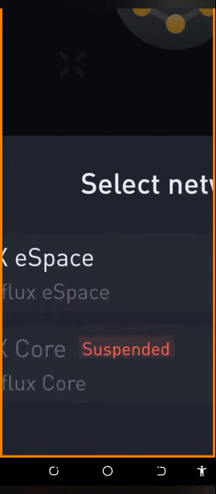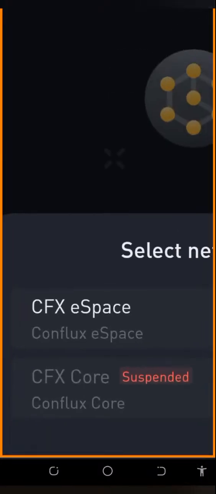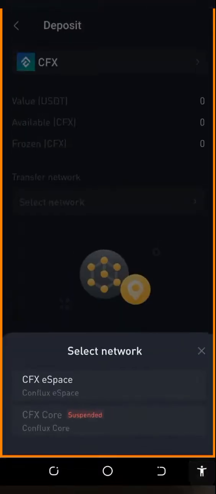Okay, what are we seeing here? We're seeing Conflux eSpace. We're seeing Conflux Core. Conflux Core is suspended while Conflux eSpace is available. Okay, so now let's just check this out.